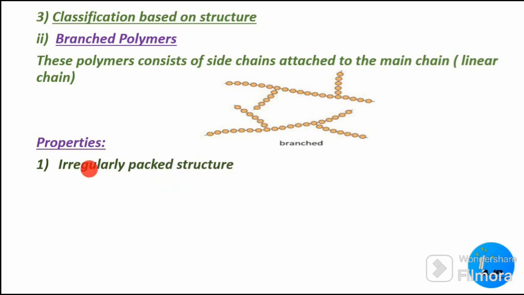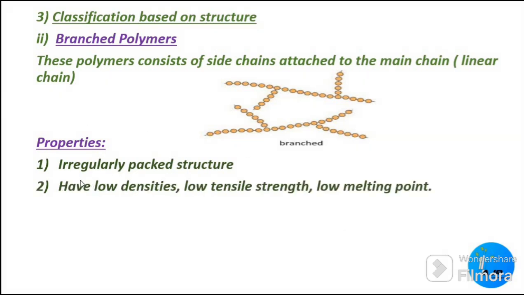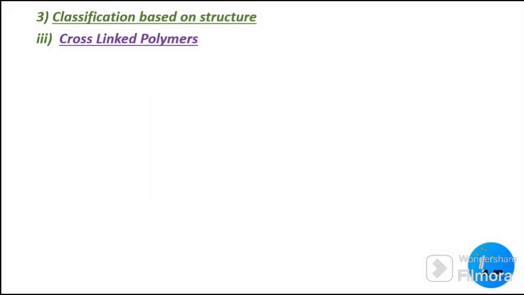And because of this irregularly packed structure, they have low density. They have low tensile strength as well as low melting point. So low density polythene is an important example of this category, right? So let us see the third one, that is a cross-linked polymer.